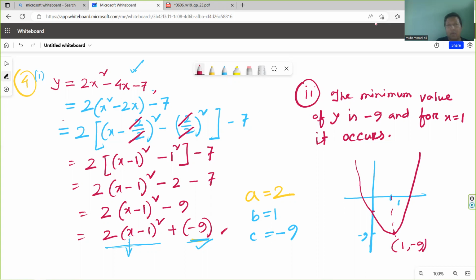Here the y-intercept is −7. If you remember the sketch, it will be easy for you. This curve is U-shaped because the x² coefficient is positive, and this is the minimum value. For x equals 1, this part will be 0, and for that value we get the minimum value. So our part 2 is completed.